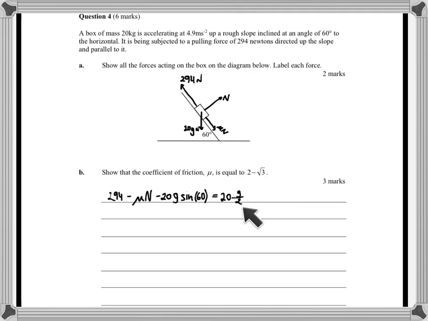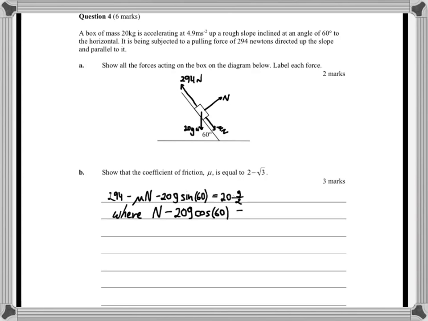Why is g on 2 the acceleration? Well, the acceleration is 4.9. That is exactly half of 9.8, which is g. So it's convenient to write 4.9 as g on 2 for our algebra.